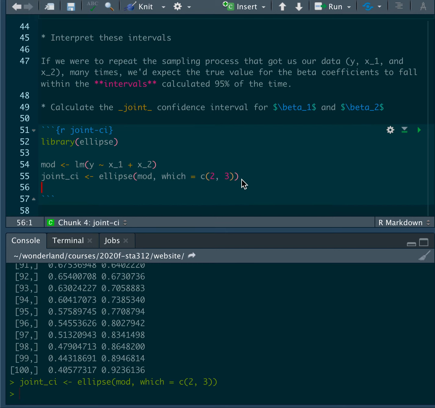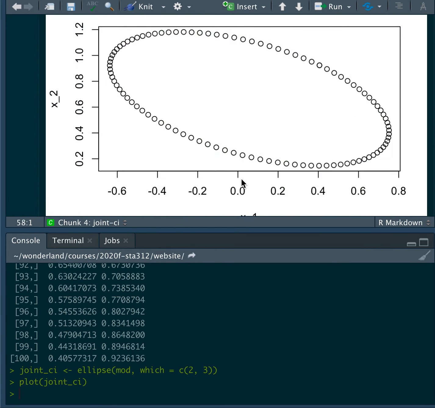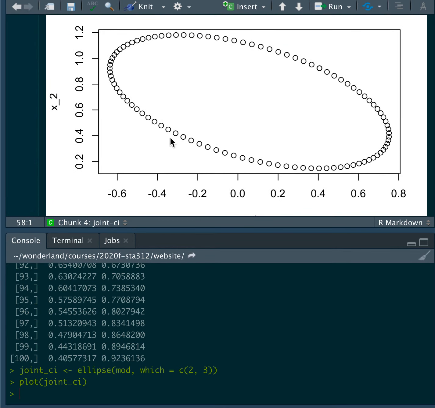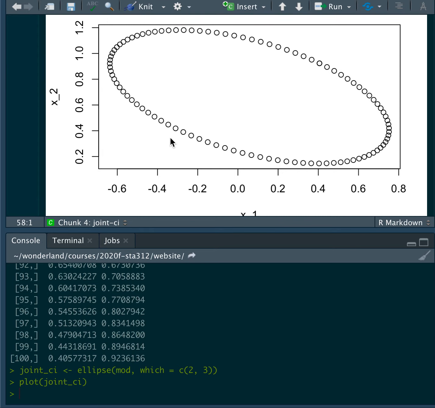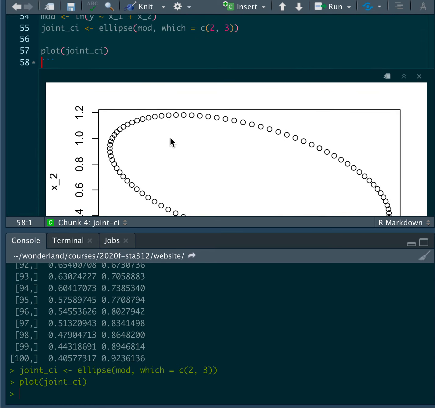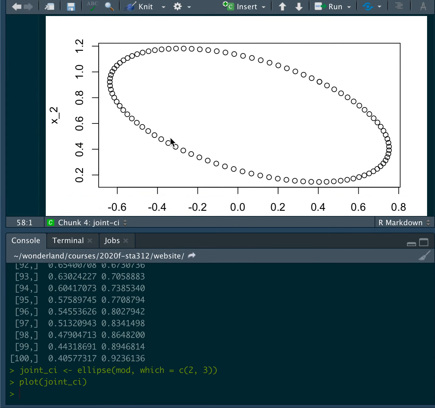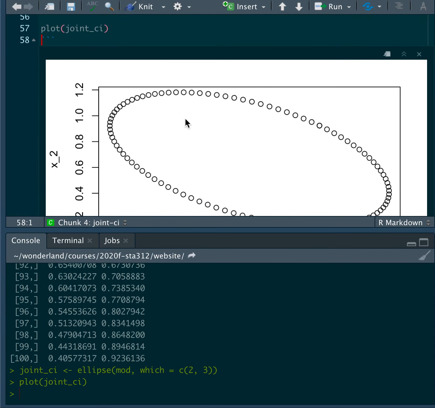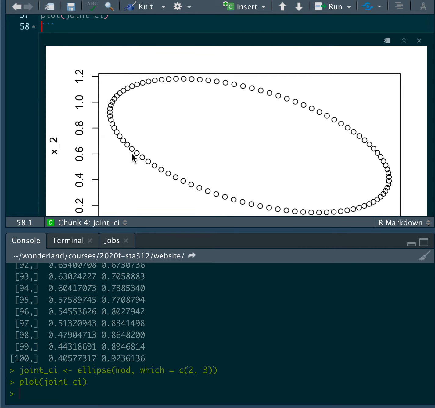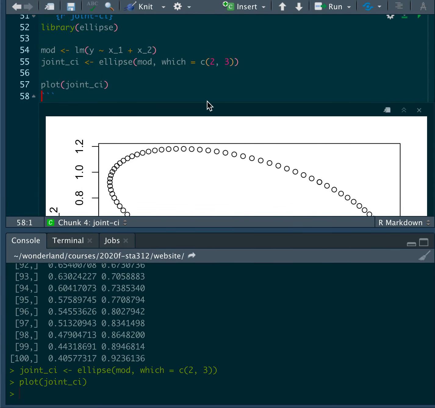And so now let's go ahead and plot this thing just to see what it looks like. So there is my joint confidence interval between x1 and x2. That looks pretty good. That's a nice little confidence interval between these points. This looks pretty precise. I mean, you can tell exactly what this picture is trying to get at.